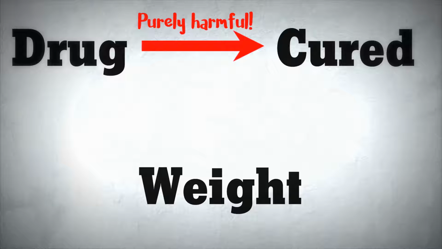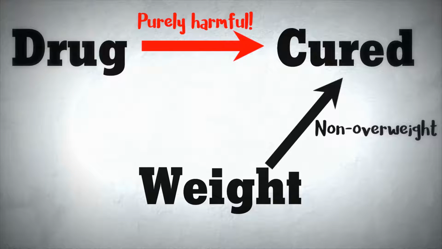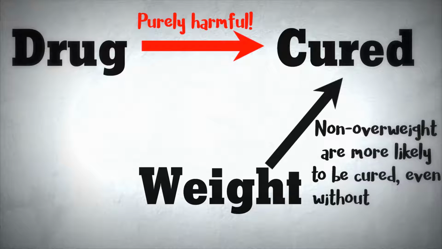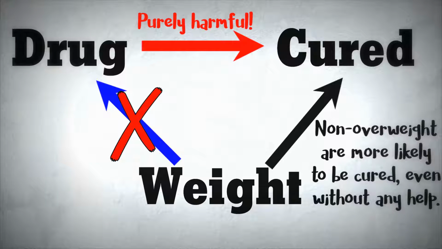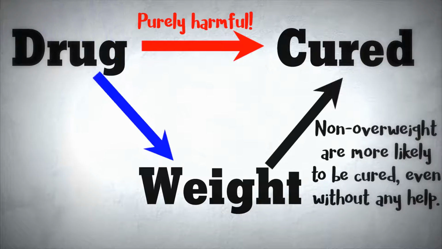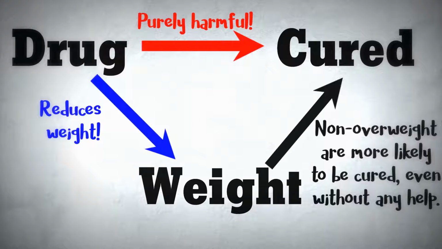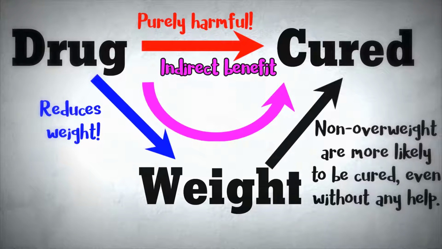Here's how story 2 goes. Again, the drug's effect is harmful. And again, the non-overweight are more likely to be cured, even without any help. But this time, weight has no influence on the patient's likelihood of taking the drug. All else equal, an overweight and a non-overweight patient are equally likely to take the drug. Also, the drug now has the effect of reducing weight. Since the non-overweight are more likely to be cured, this means the drug actually helps to cure chorophobia through the indirect mechanism of weight reduction.